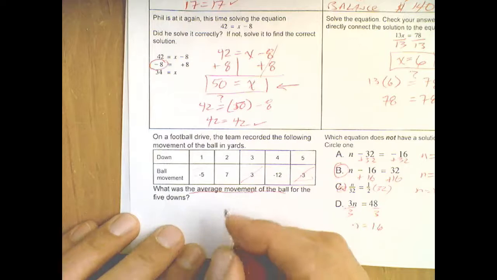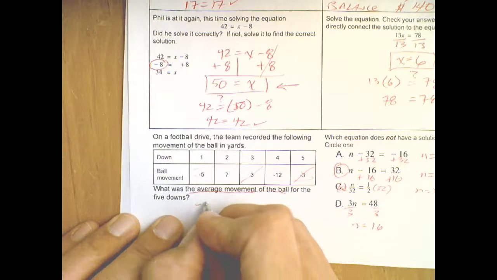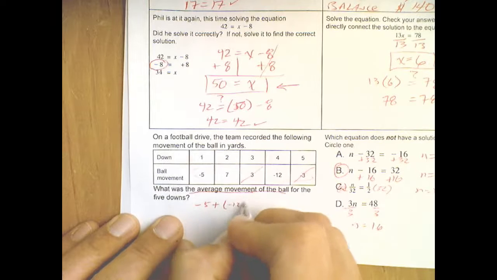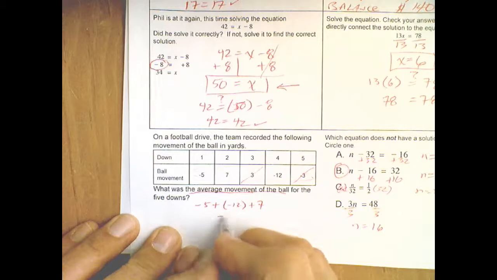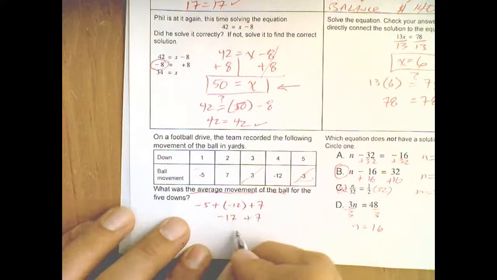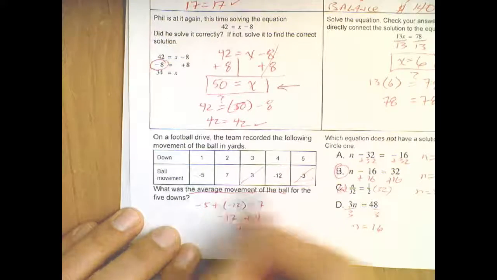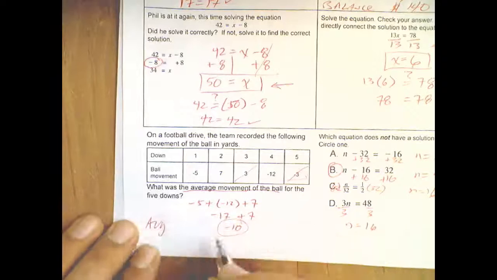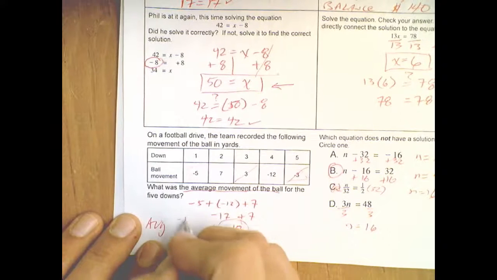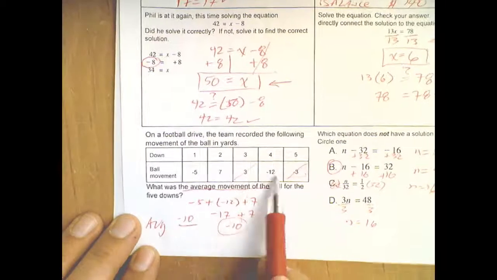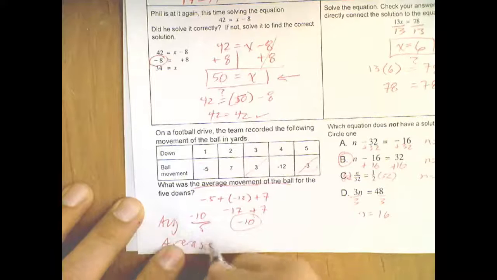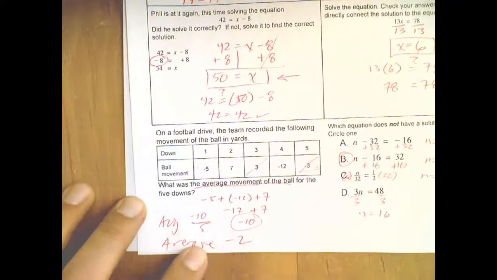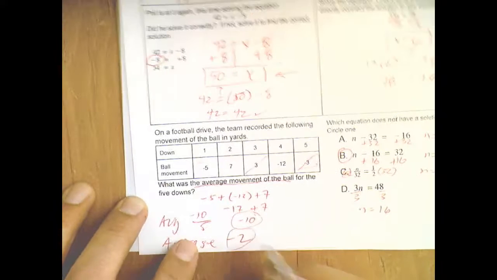And that leaves me with negative 5 plus negative 12 plus 7. Those two become negative 17 plus 7. That becomes negative 10. So all these things together are negative 10. But to find the average, I have to take the total, negative 10, and divide it by the number of data points. 1, 2, 3, 4, 5. So the average is negative 10 divided by 5, which is negative 2. And I'm done.